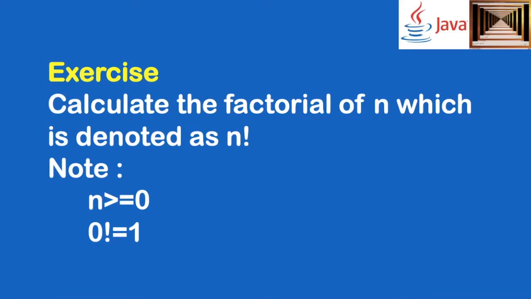Let us look at another exercise. Calculate the factorial of n, which is denoted as n factorial. So factorial here is denoted with this exclamation mark. And note that n is greater than or equal to 0. We have been given that 0 factorial is equal to 1. Now what is factorial? Factorial of 5 will be 1 into 2 into 3 into 4 into 5. So the product of all the numbers from 1 till n is known as factorial of n.